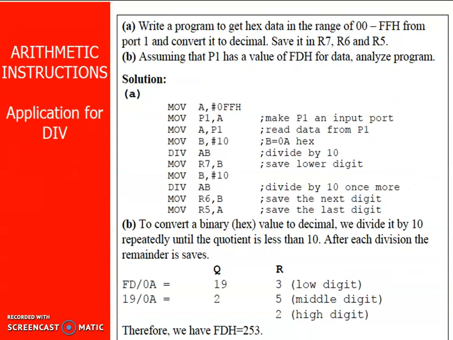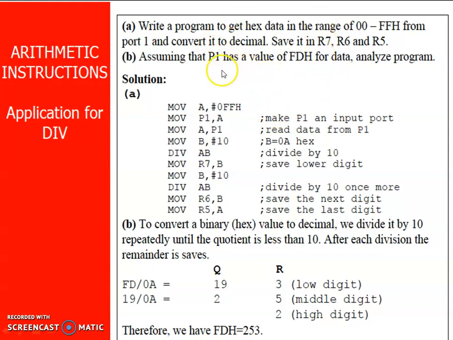so let us see an example here for the application of the division instruction. Here what is the program? Write a program to get hex data in the range of 00 to FFH from port 1 and convert it to decimal. Save it in R7, R6 and R5. So here we have to convert the data which is read from port 1. So that is hexadecimal data, and we have to convert it into decimal and store it in the given registers.